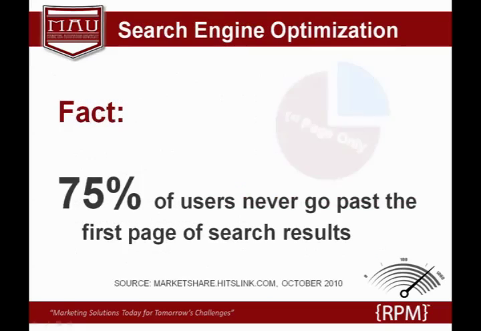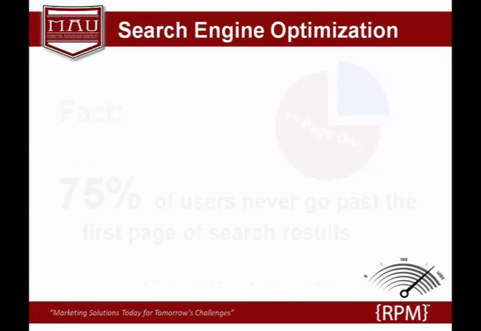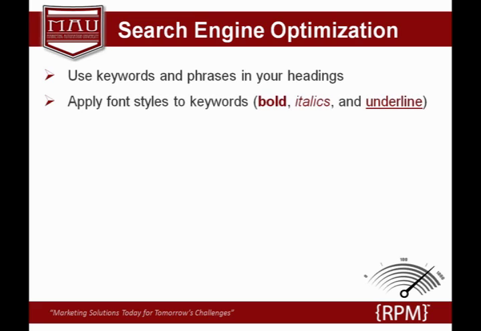Fact: 75% of users never go past the first page of your search results. So here are some tips for optimizing your website for search engines. You want to use keywords and phrases in your headings, and that would be your H1 tags, your H2 tags, and your H3 tags. You also want to apply font styles to important keywords. You want to use your bolds, your italics, and your underline. This will tell search engines that this content is important. You want to use keywords in your links.